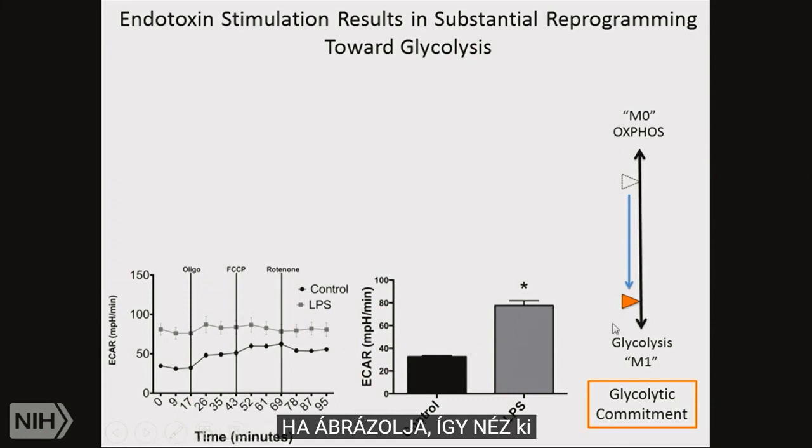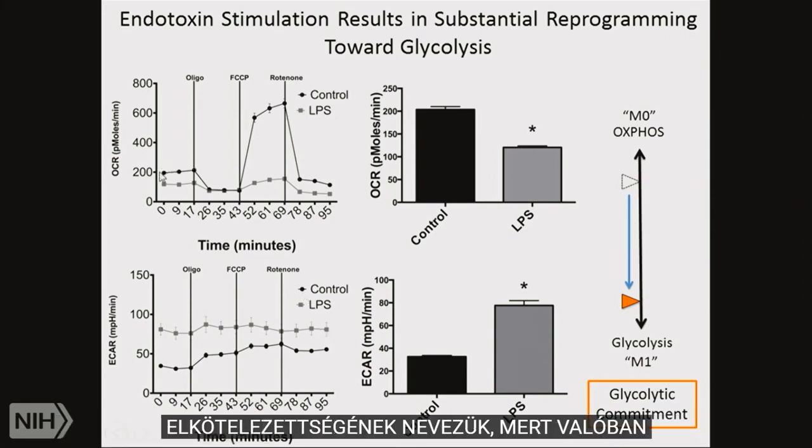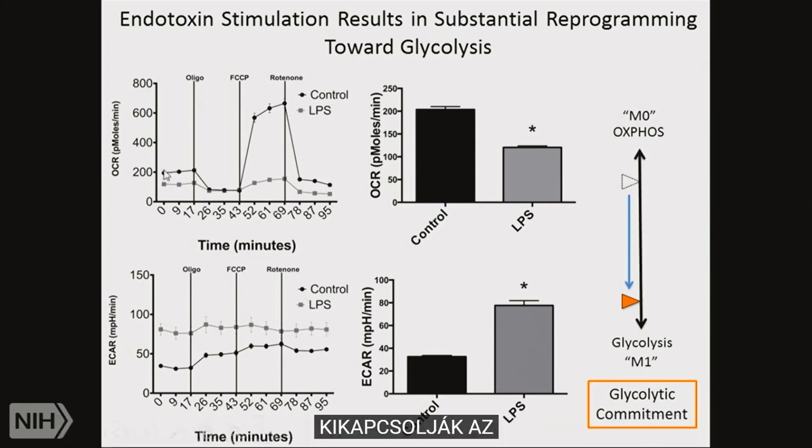And if you graph it, it looks like this. So we look at it this way, where we have cells that are kind of in this resting state. They're largely percolating on, making a little ATP by oxidative phosphorylation. Then we stimulate them, they go to glycolysis, and they become what's unfortunately termed M1. We don't really like those terms, but this is so-called glycolytic commitment. And we call it commitment because while they turn up their glycolysis, they actually turn off their oxidative phosphorylation.